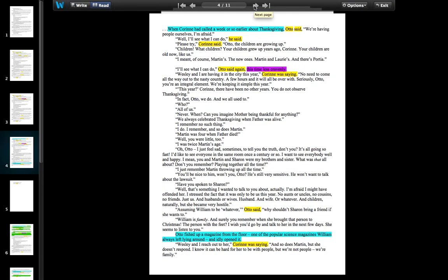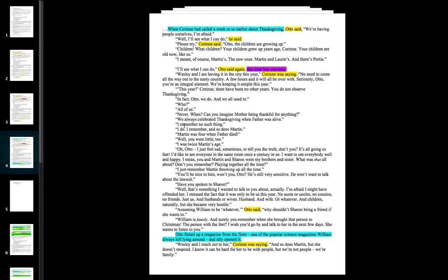So here, I've reinserted some of the context from the original, adding at the beginning there that first light blue phrase, "when Corinne had called a week or so earlier about Thanksgiving," grounds the reader a bit into the previously unknown time and circumstances. And the brief addition of Otto's physical action down here at the second light blue insert there, this idly flipping through a magazine, not only shows the reader what he's doing while they speak, but it also provides some narrative tension because of his nonchalance in the face of Corinne's exclamation that comes just before it. So this is better, right?